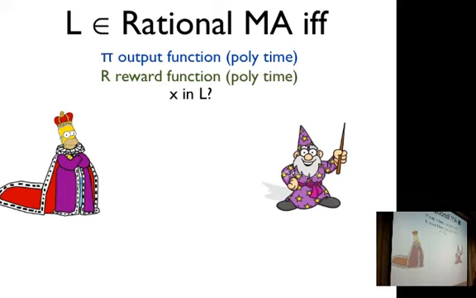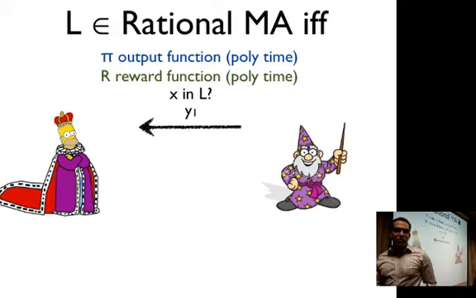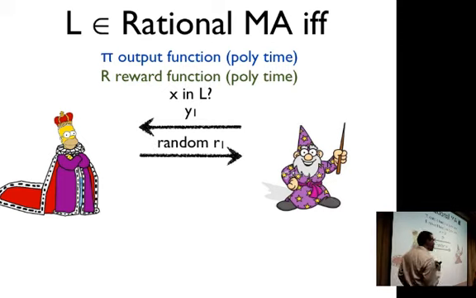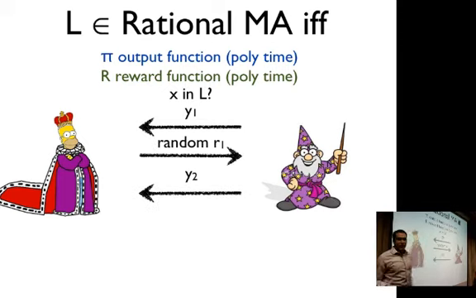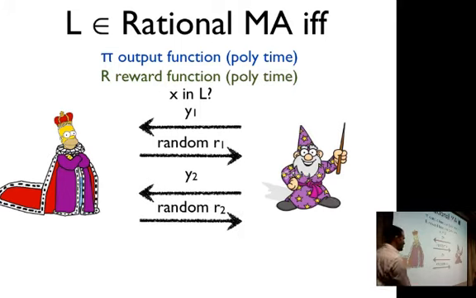So given a problem, again, all our problems are going to be of the form some input x, which is a binary string, is in some language. Merlin is going to send some message y1. Arthur is going to reply with some public random coins r1. Merlin is going to send some other message y2. Arthur is going to bounce back some random r2. And so on until they generate a complete transcript of their interaction.